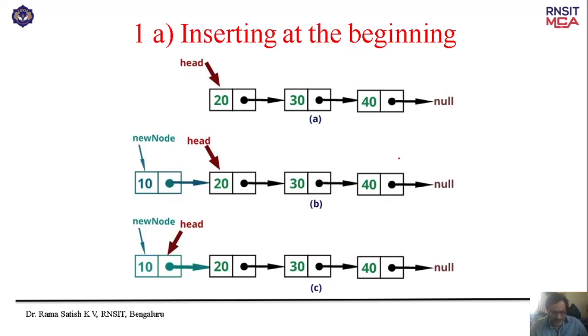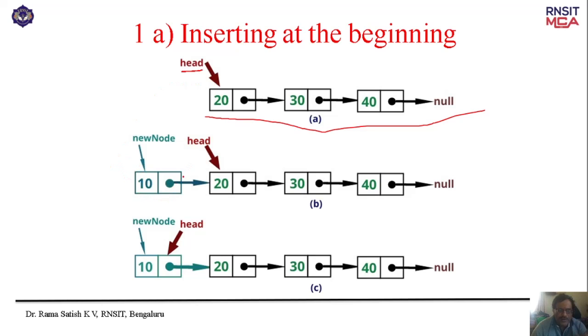Look at this example diagram. This is a linked list. It has an info part and a next link part, info part, next part, and so on, and the last node is connected to null. There is a special pointer called head, pointing to the beginning of the list. Now you create a new node, and this new node has to be inserted at the beginning.